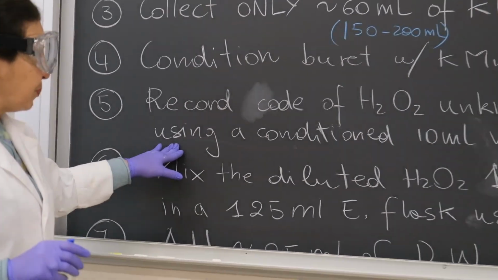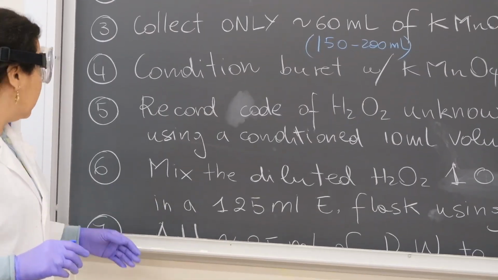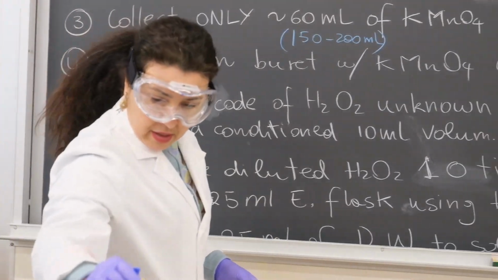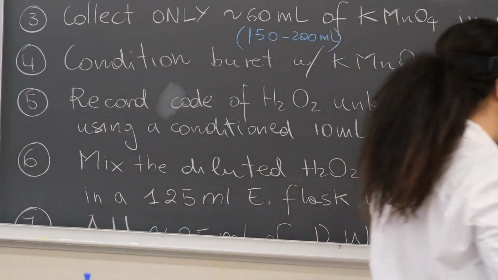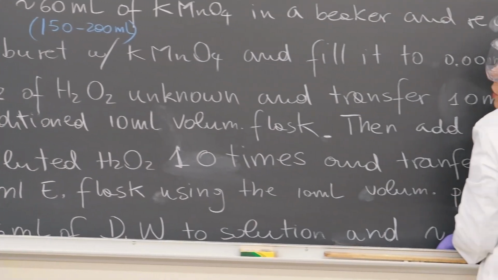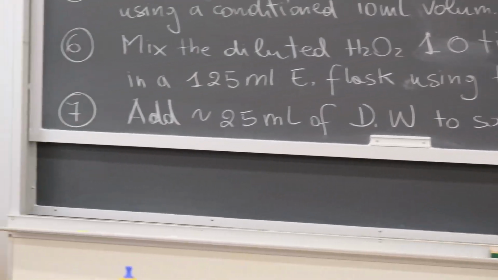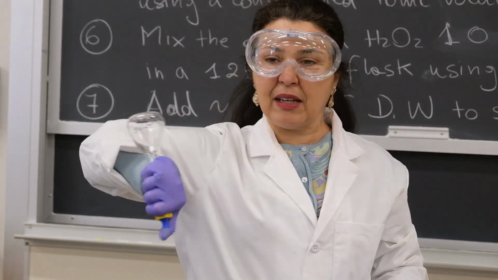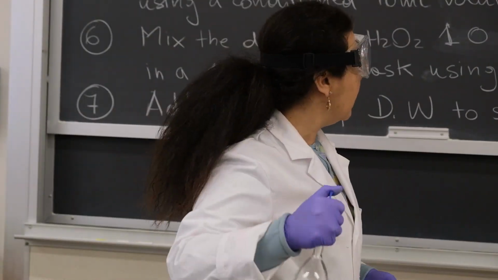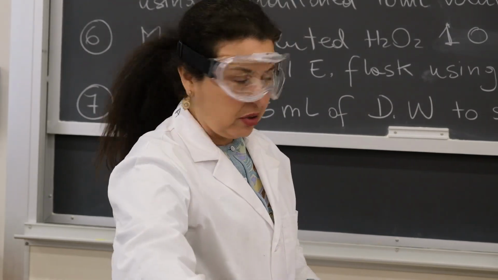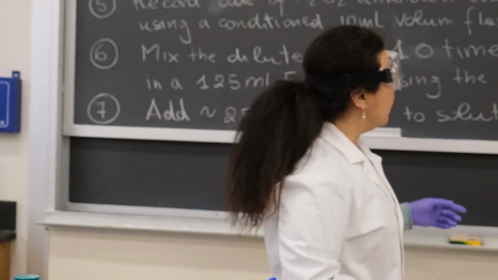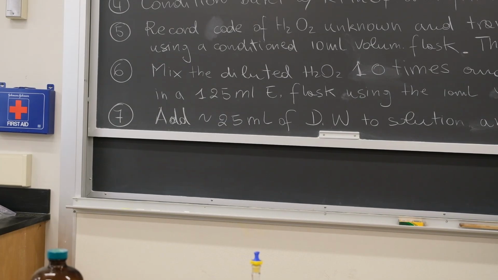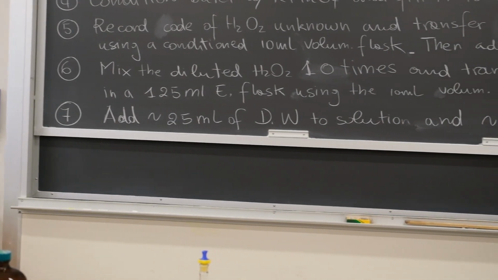Then you dilute the solution. After diluting the solution, you mix it by inverting the volumetric flask 10 times, okay, so that you have a homogeneous solution, and, well, not homogeneous, a same concentration solution.